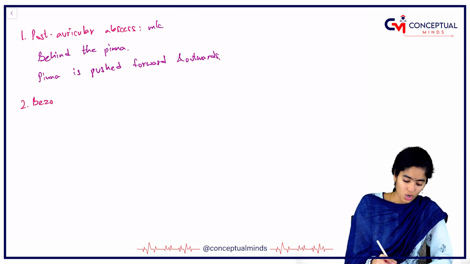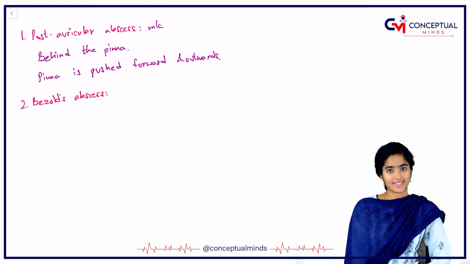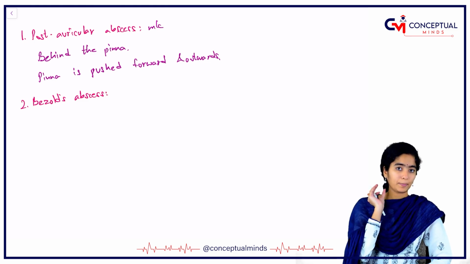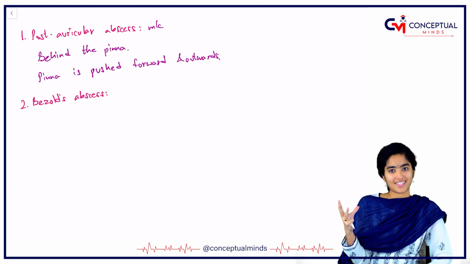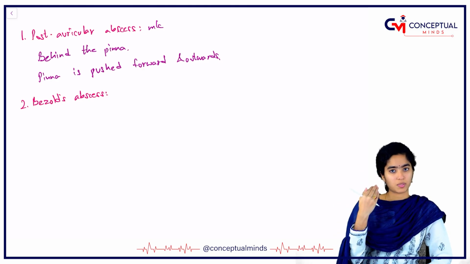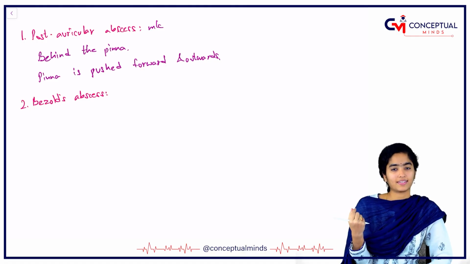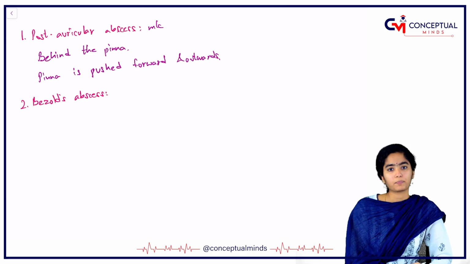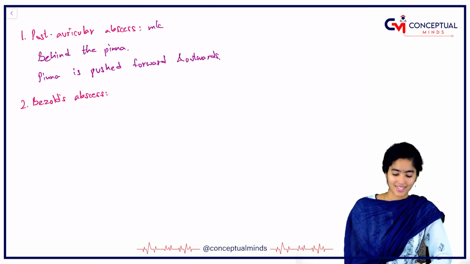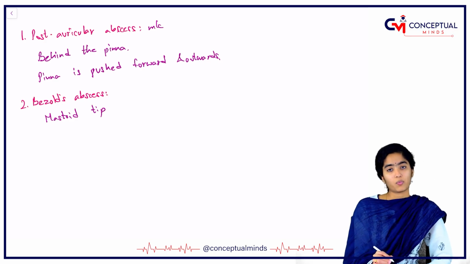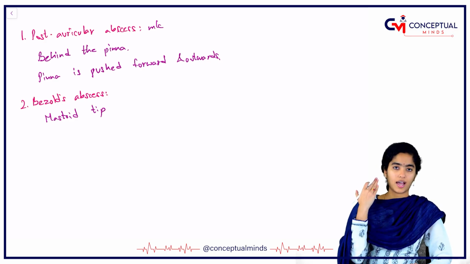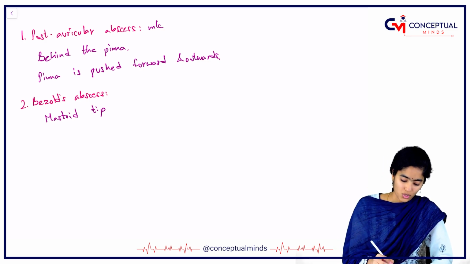Second is Bezold's abscess. What is this Bezold's abscess? The mastoid process has a tip, right? When there is perforation and necrosis in that tip and the abscess breaks out, the pus breaks out via the tip and collects under the anterior border of sternocleidomastoid, then we call it Bezold's abscess. What you must remember here? Mastoid tip is important. And where is the pus collecting exactly? Under the anterior border of the sternocleidomastoid.